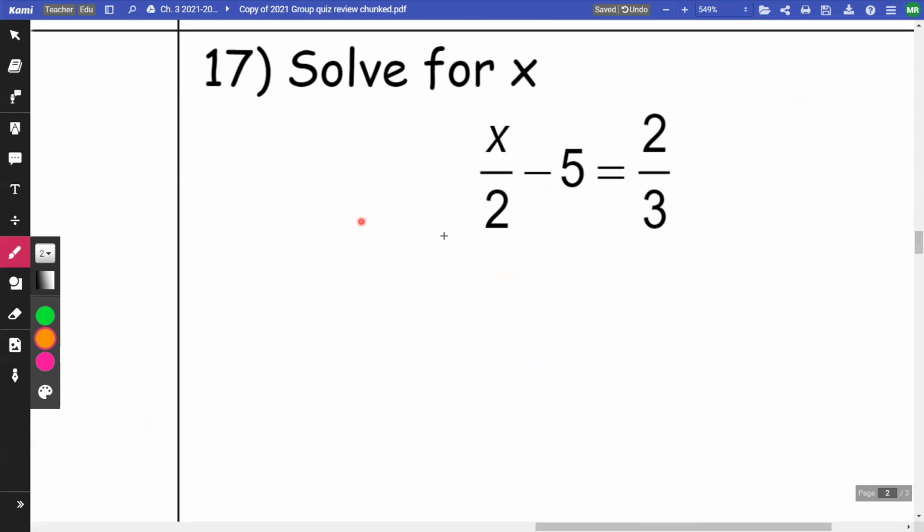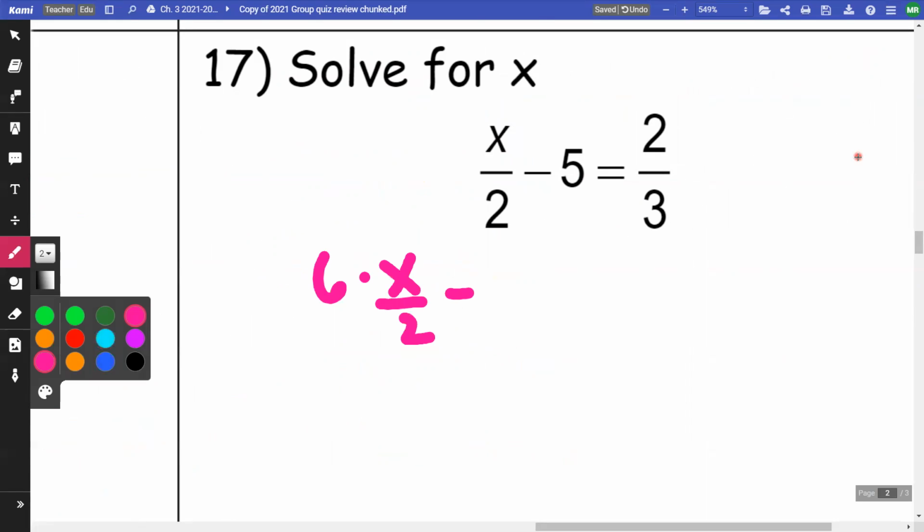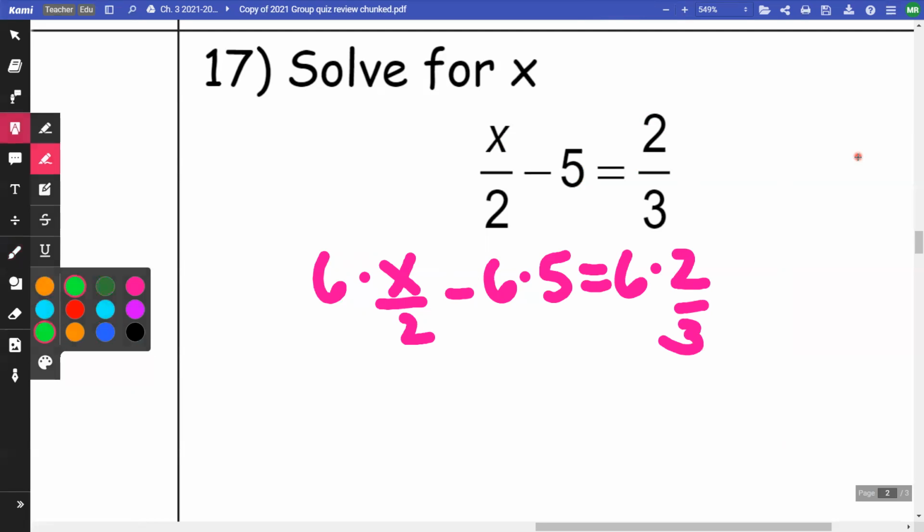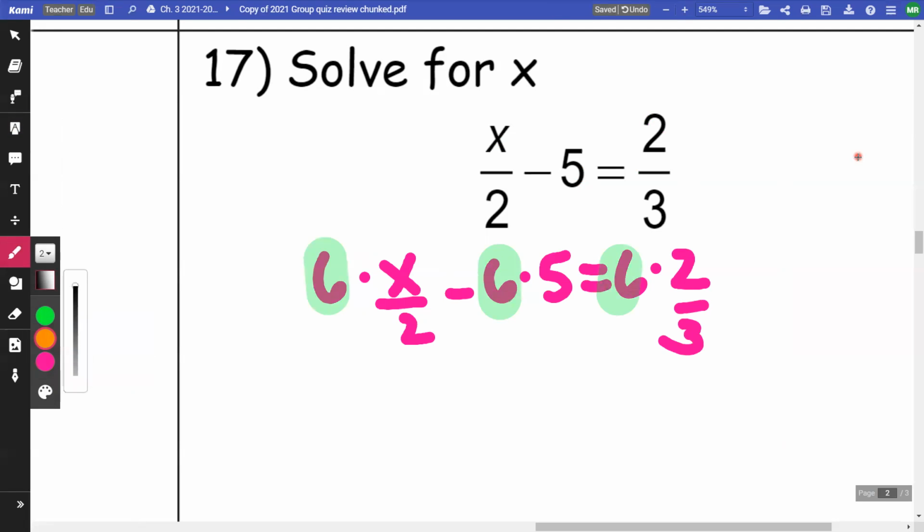Okay, so I need to get rid of a 2 and a 3. So I'm going to multiply everything by 6. So I'm going to take 6 times x over 2 minus 6 times 5 equals 6 times 2 thirds. Again, each of these was a 6 that I multiplied. Okay, so 2 goes into 6 3 times.